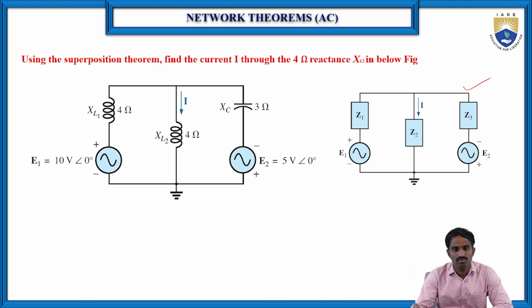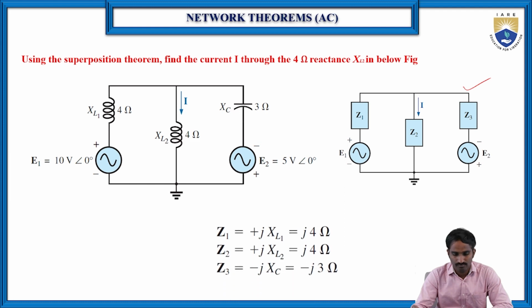If it is a voltage source, then short circuit, and if it is a current source, open circuit. So now let us write Z1 is equal to j XL1, and here XL1 is equal to 4 ohms, so j into 4 ohms. And similarly Z2 is j XL2, XL2 value is 4 ohms, so j into 4 ohms. And here XC is 3 ohms, so minus jXC is equal to minus j 3 ohms.